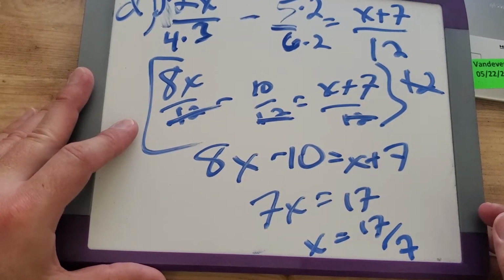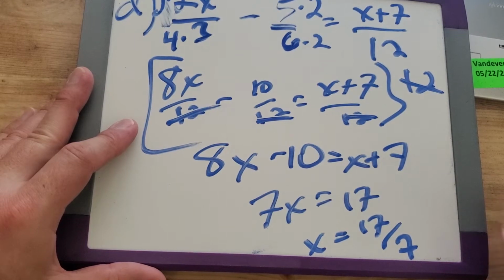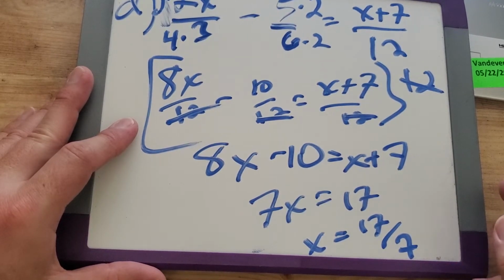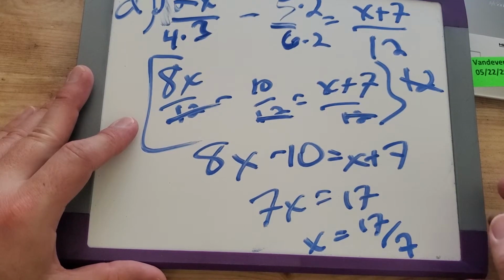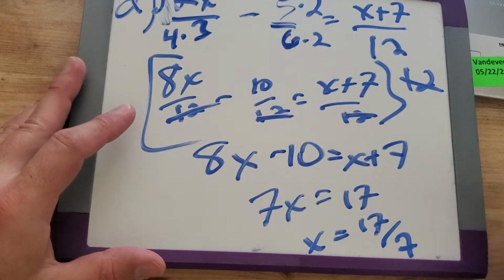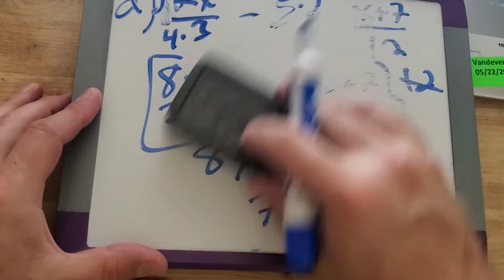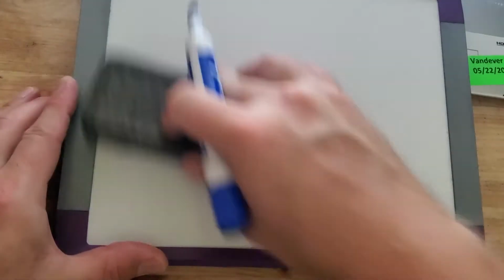That's my story. Let's see. Does it look right, Jeff? Maybe. 8x minus 10. Yes. All right. Moving on. There's our system of equations.